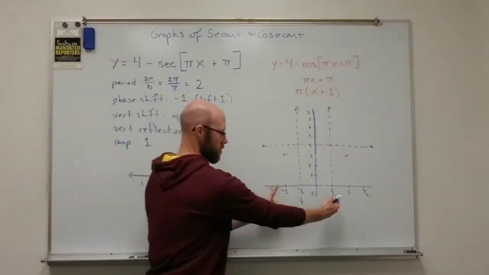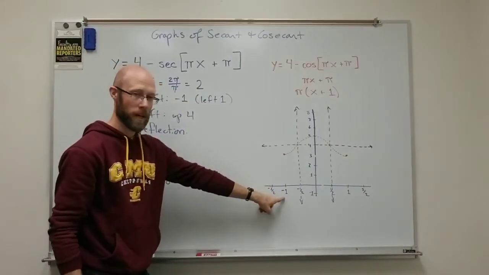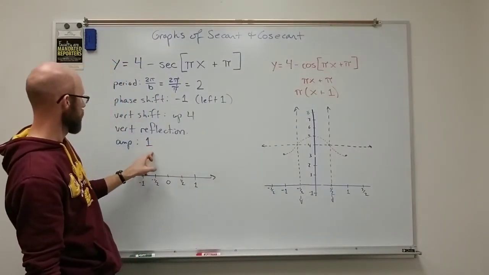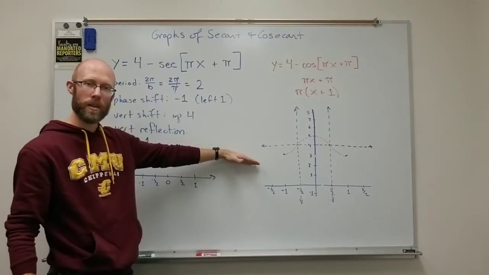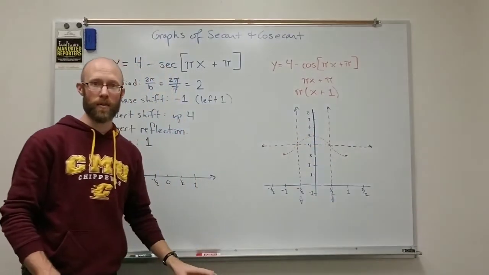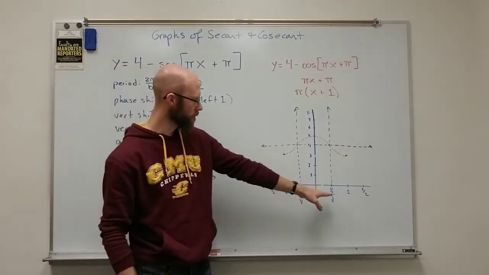Period of 2, good. Phase shift of -1, that looks good. Vertical shift up 4, that looks good. And amplitude +1, -1, that looks good. And the reflection, so it's upside down, that looks good. I think we've got everything factored in. Got my 5 key points in there.